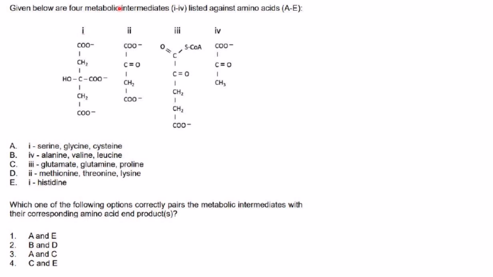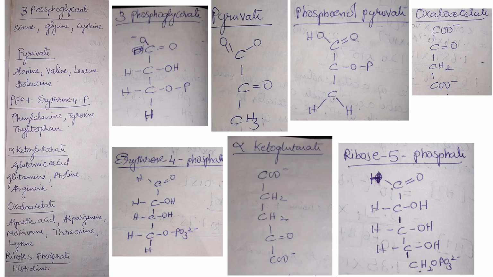Then given below are 4 metabolic intermediates listed against amino acids A to E. So these are the amino acids, these are the intermediates. Now which one of the following options correctly pairs the metabolic intermediates with their corresponding amino acid end products? These are certain intermediates involved in the biosynthesis of these amino acids. Which intermediate will give rise to which amino acid, you have to match from these. Okay, now see here.